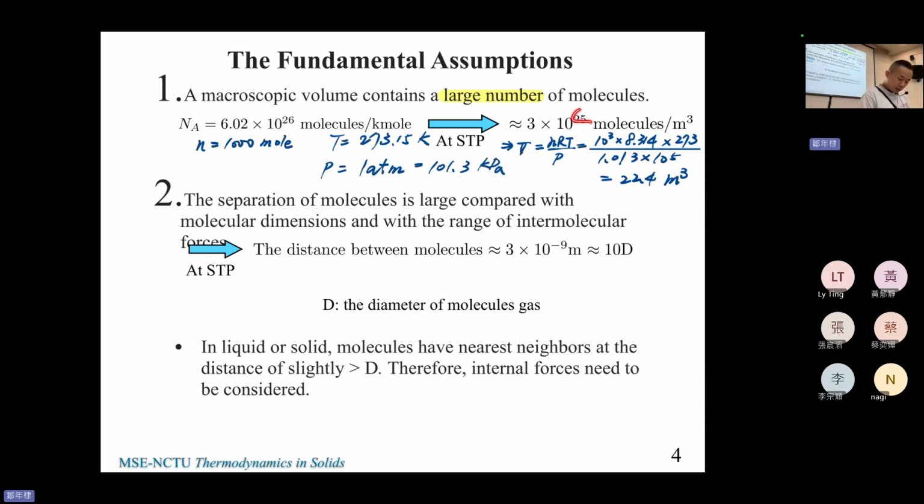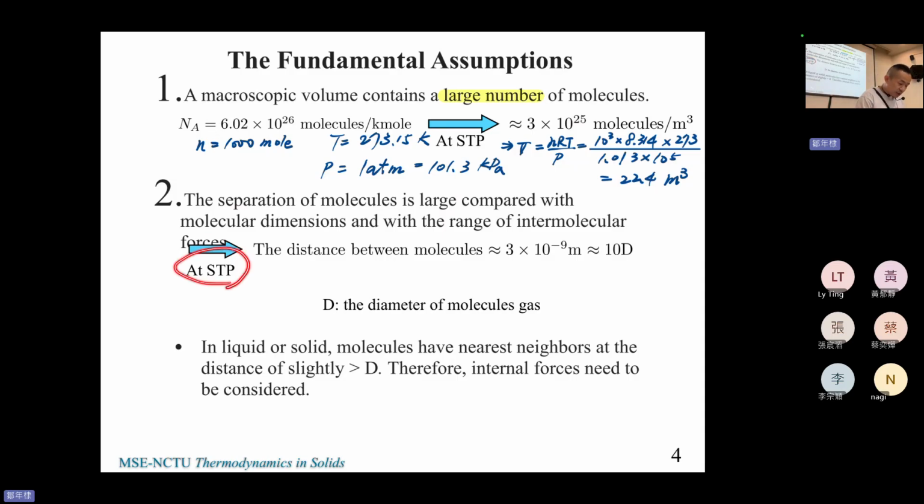Really, really big, 10 to 25. Big number. Yeah, so the assumption of a large number of molecules makes sense. The second assumption is that the separation of molecules is large compared with molecular dimension, which means that they are very far apart. So can we validate this assumption?